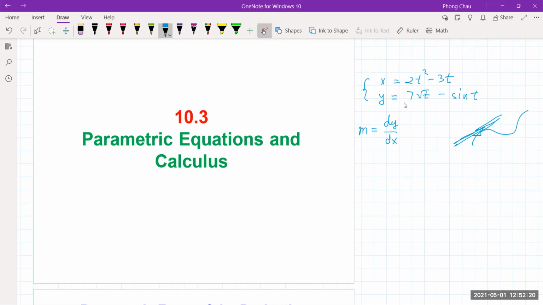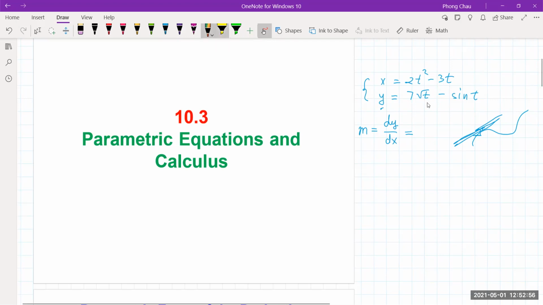Now, if we had one equation in x and y, then we could do it explicitly. Since we don't, we need to develop another formula to find the derivative without putting it back in our Cartesian equation. It turns out it's pretty simple. If you want to find the derivative of y with respect to x, all you need to do is take the derivative of y with respect to t, divided by the derivative of x with respect to t.